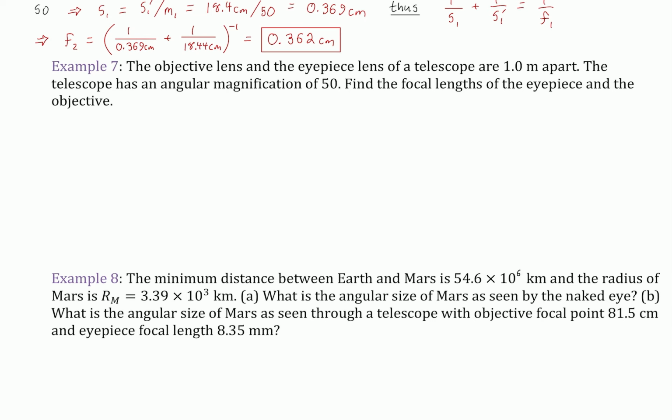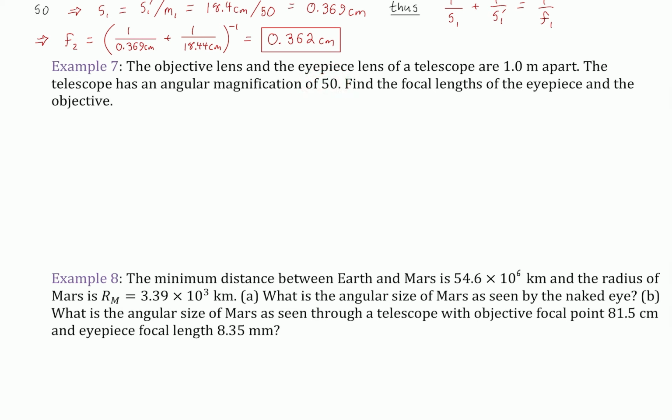As I said earlier, these are a bit easier than the microscope problems. So, example 7. The objective lens and the eyepiece lens of a telescope are 1 meter apart. The telescope has an angular magnification of 50. They're usually not that great, the actual magnification power of telescopes.